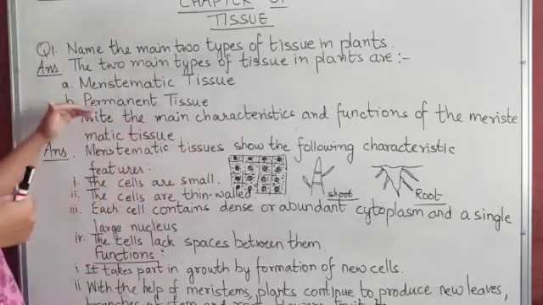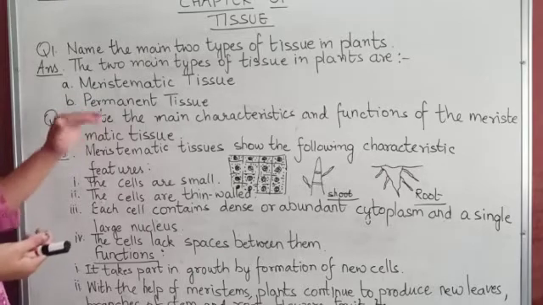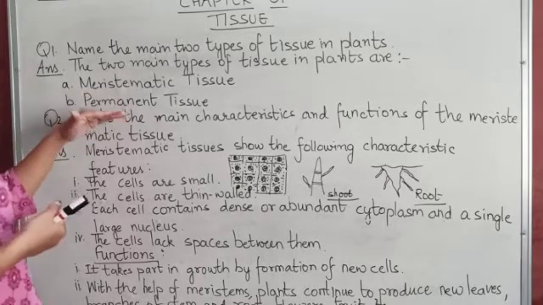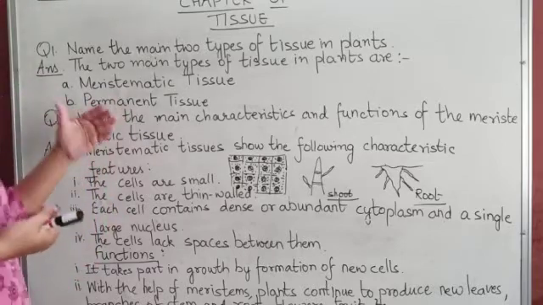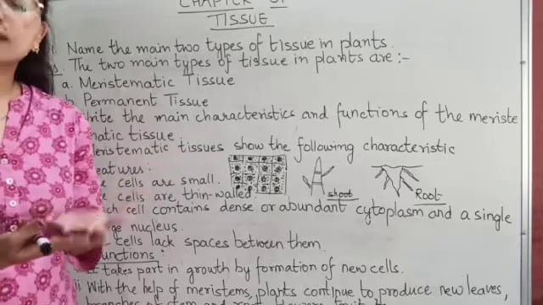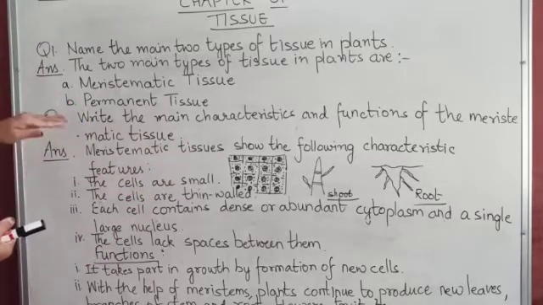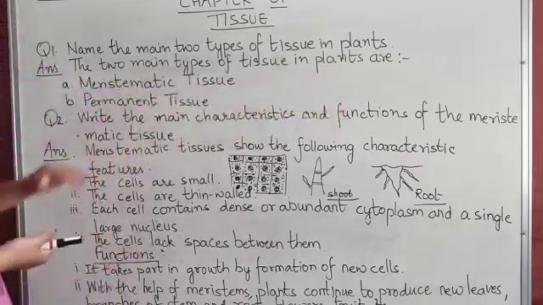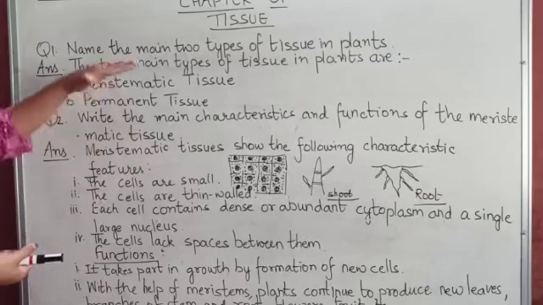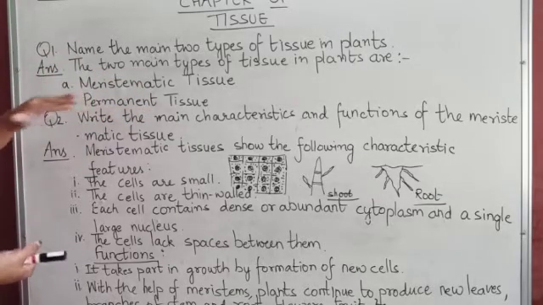Now the second type of tissue is permanent tissue. Permanent tissue is derived from the meristematic tissue, and it is either living or dead. Now question number 2 is, write the main characteristics and functions of the meristematic tissue. One by one we will be discussing the meristematic and permanent tissue.